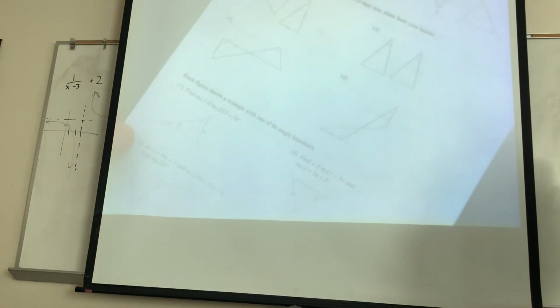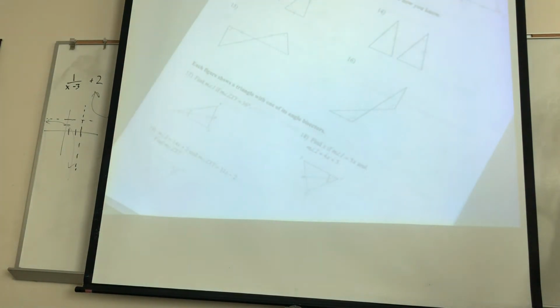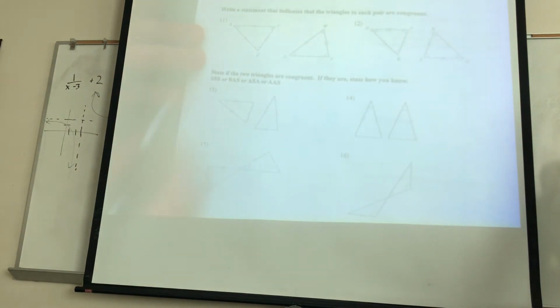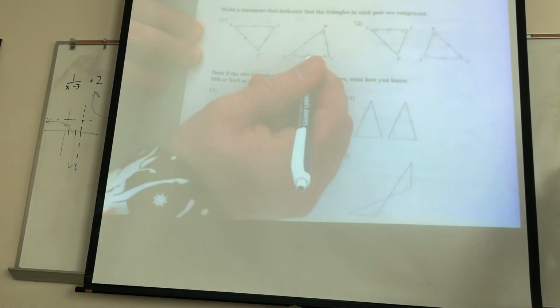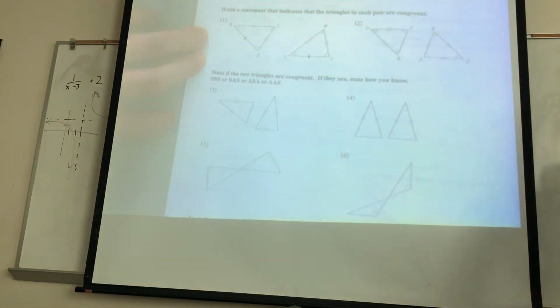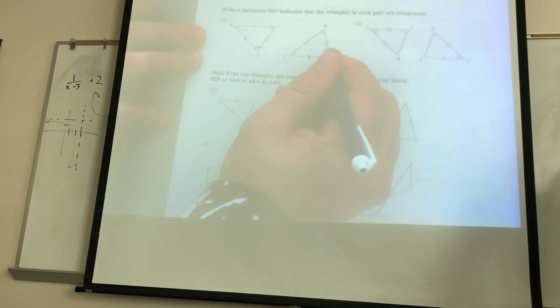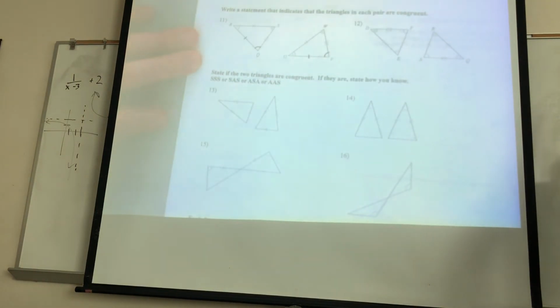On 11 and 12, a statement that indicates the triangles in each pair are congruent. The thing here on 11 and 12 is going to be the order of the lines. This one has 1 hash mark. It's equal to the one with 1 hash mark. This angle has 1. This angle has 1. I would put those first.